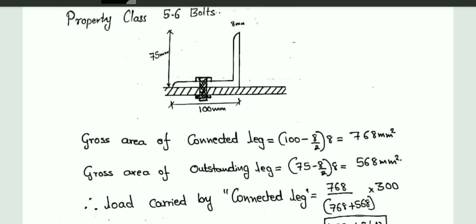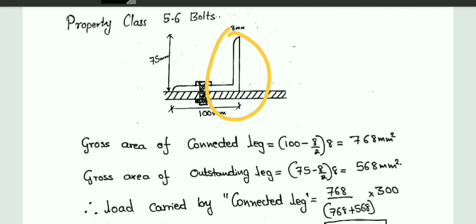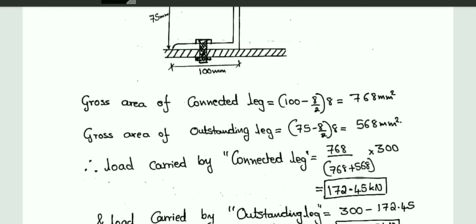Next one is the outstanding leg. Length is 75. 75 minus 8 by 2, into 8, it becomes 568. Now let us calculate the load carried by the connected leg. In 300 kilonewton, some part will be carried by the connected leg. Let us see what load is carried by that one.